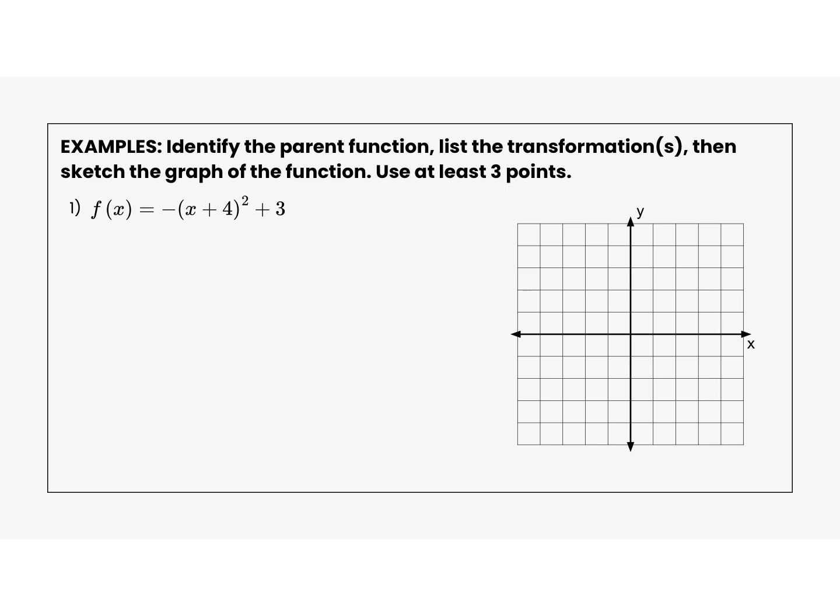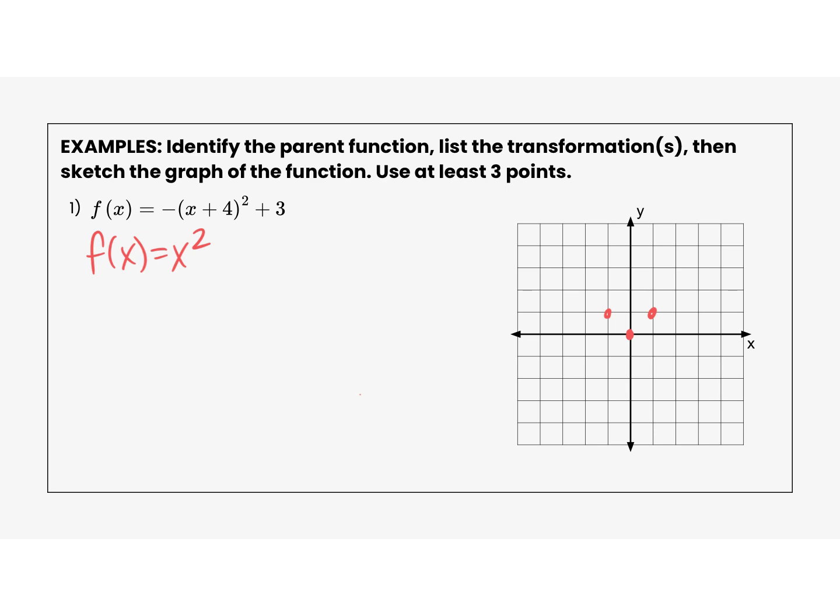Okay, so let's look at an example. We're going to first identify the parent function, list the transformations, and then sketch the graph using at least 3 points. Okay, so I see my x squared up here. So I know that my parent function is f of x equals x squared. So I'm just going to graph what those points would be. That would be negative 1, 1, 0, 0, 1, 1. That's the parabola, that U shape that we've seen before.